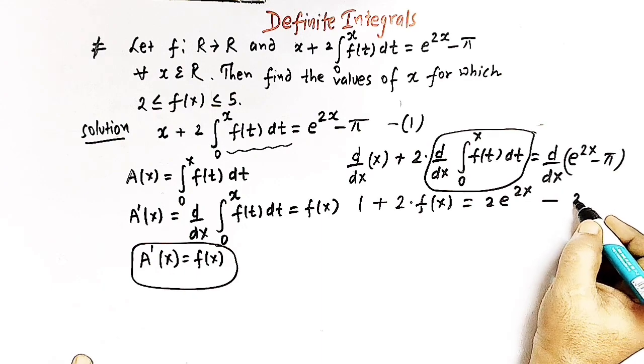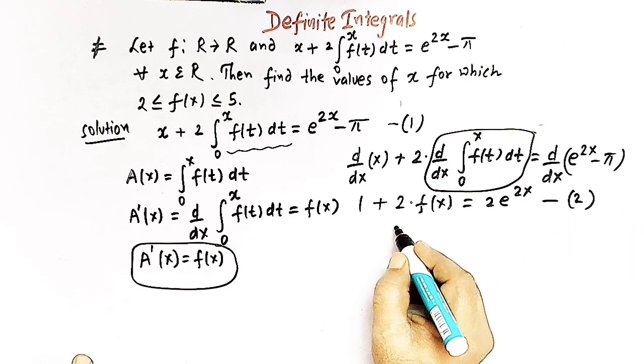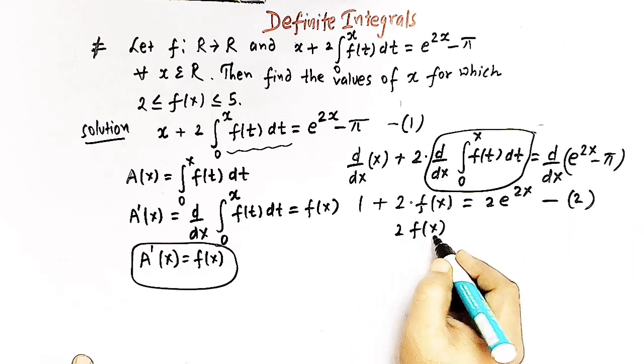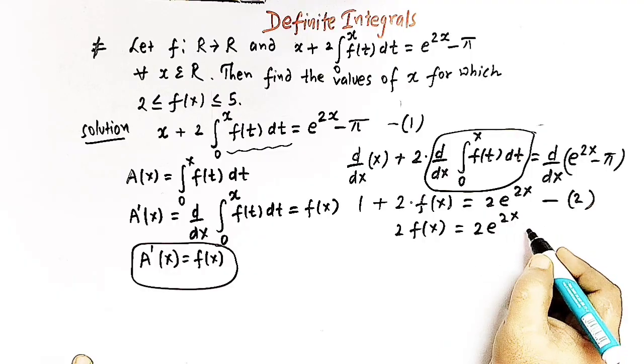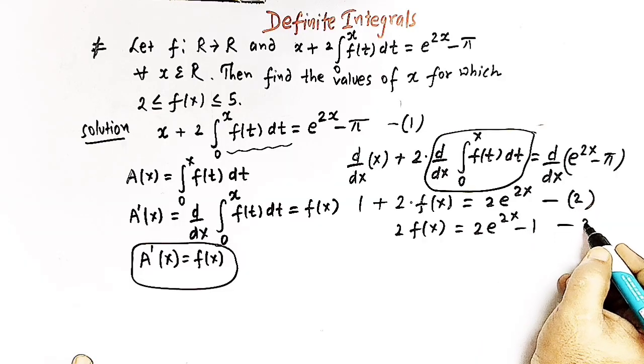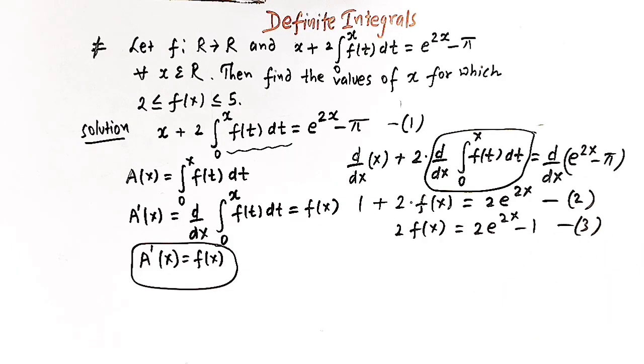So now we have this equation. So we can now write 2 times f of x is equal to 2 times e raised to 2x minus 1. So this is our equation 3.